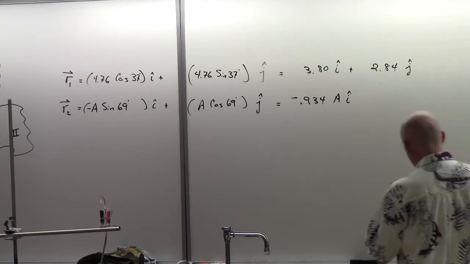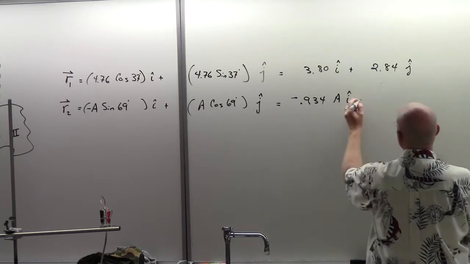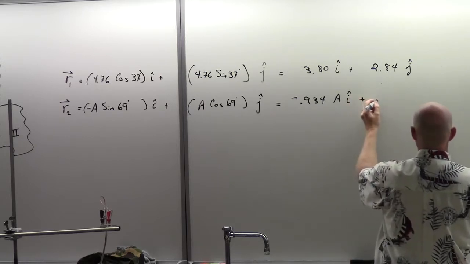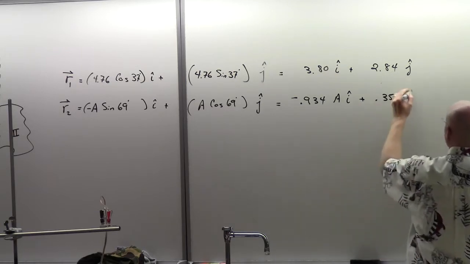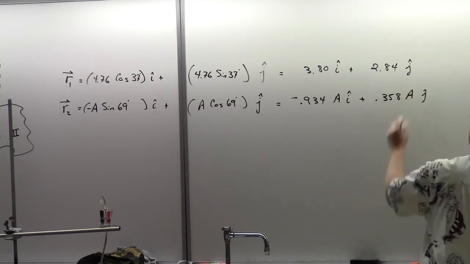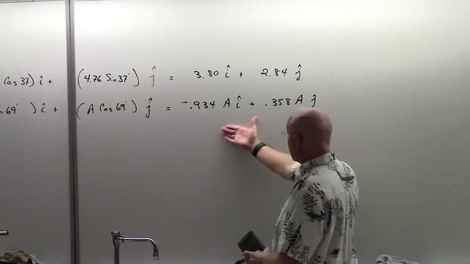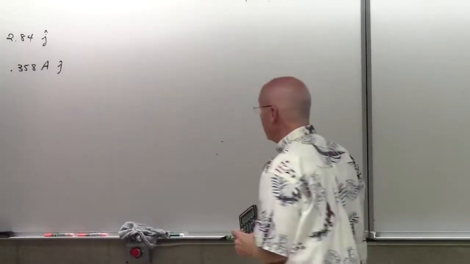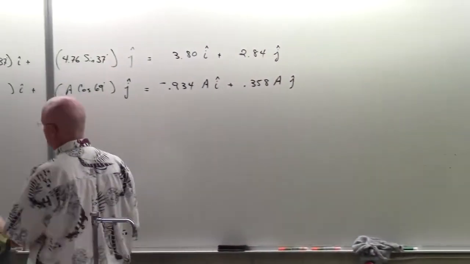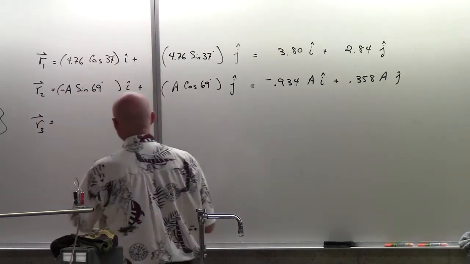And likewise, the cosine of 69 is 0.358 A, j hat direction. Of course, I don't have a complete number here. I can't, because I don't know what A is, but that's obviously how I would mathematically describe it if I knew what A is. And then likewise, the third motion, same idea.